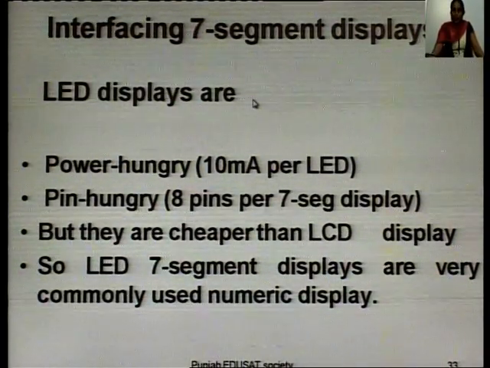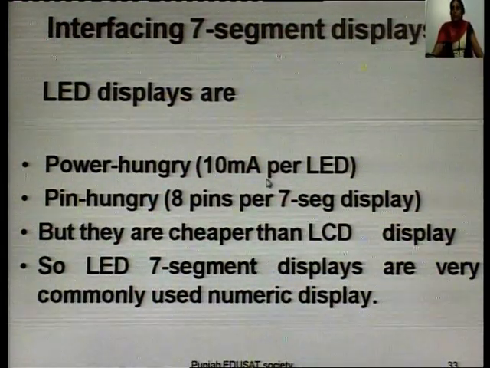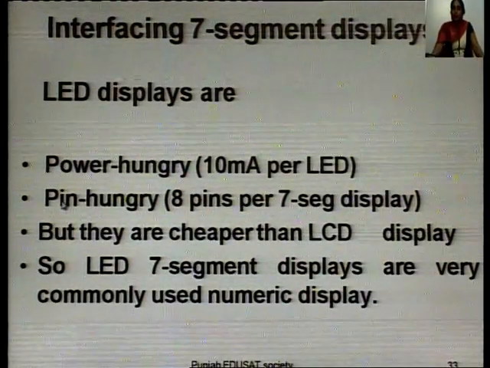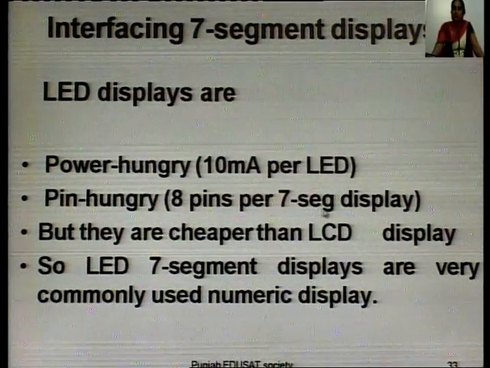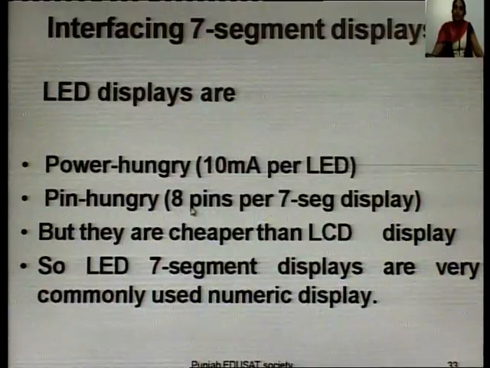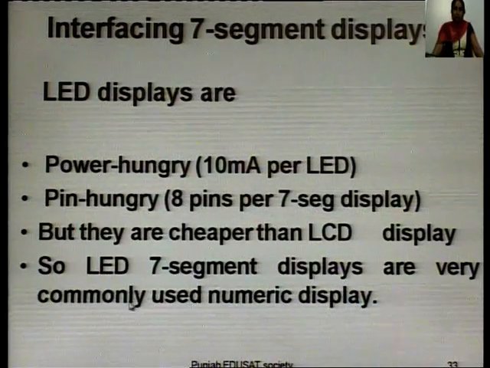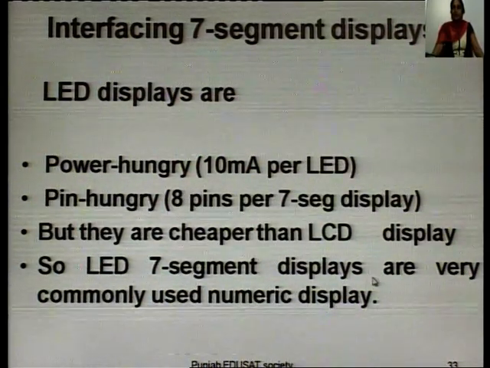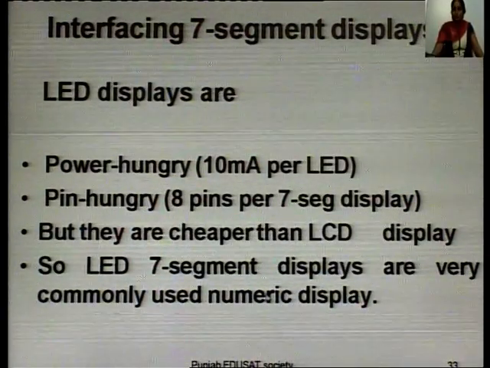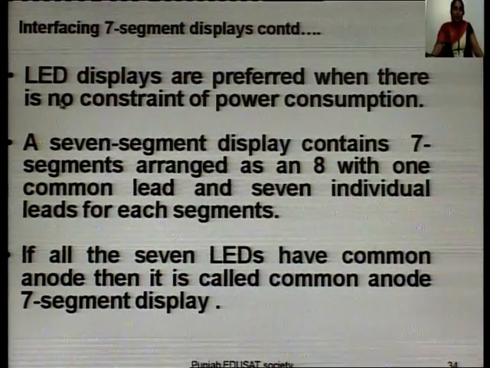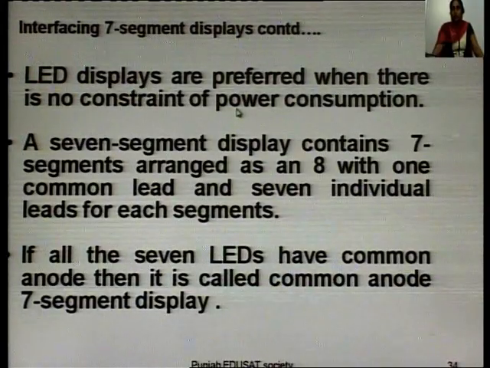LED displays are power hungry, that is they use 10 milliampere per LED. Pin hungry, 8 pins per 7-segment display. Each 7-segment display requires 8 pins, but they are cheaper than LCD display. So, LED 7-segment displays are very commonly used numeric display. LED displays are preferred when there is no constraint of power consumption.